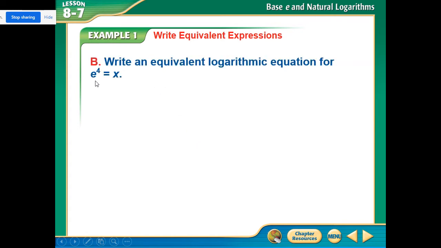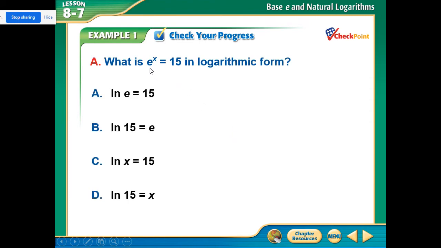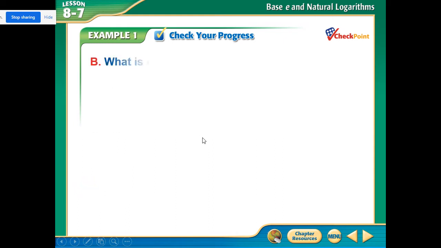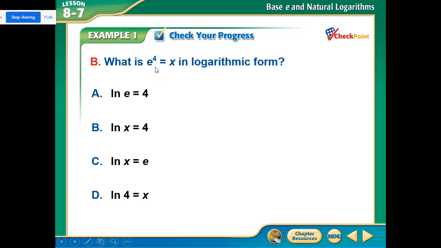Write this one in exponential form. So log base e of x is going to equal 4. We have to switch those around. So x equals 4. So ln of x equals 4. So what about this one? Again, we're changing the 15 and x around. So it's the ln of 15 equals x. All right, and here we have the ln of x equals 4, because again, those get switched around.